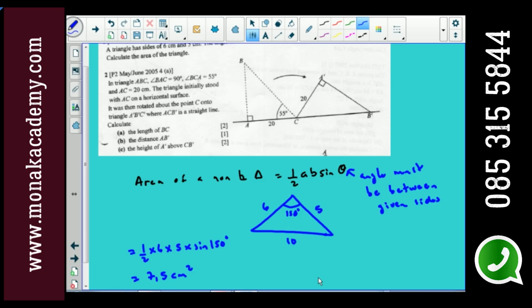They can give you a graph like that, a triangle like that, where all the sides are given and just one angle. So they want to know, are you able to know which sides to choose? So it only has to be the sides that are forming the angle. Those are the ones that you choose.